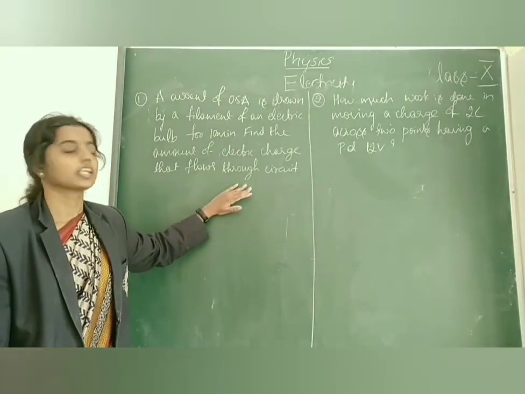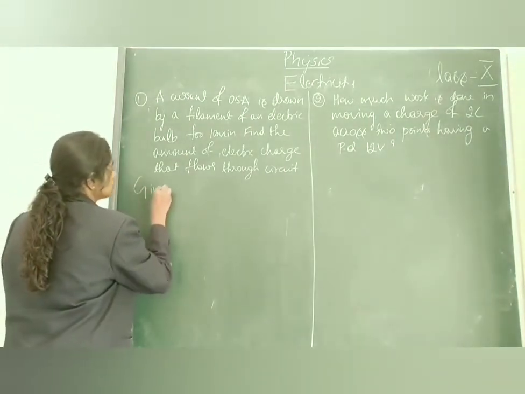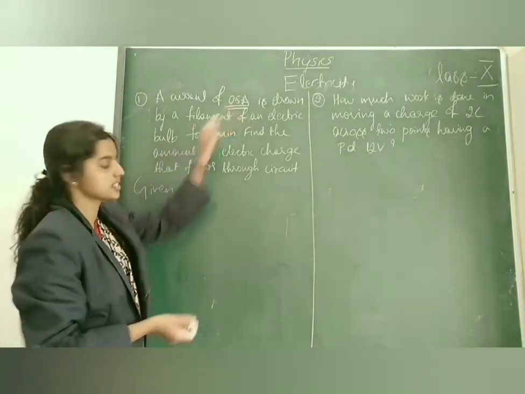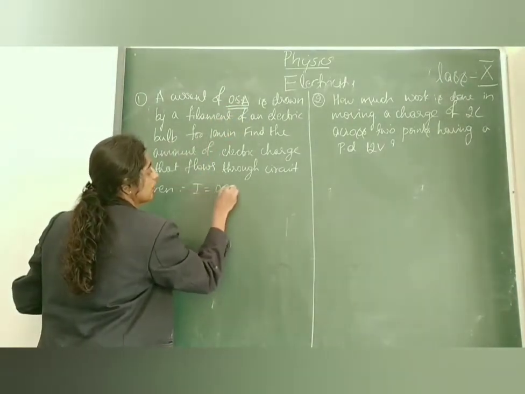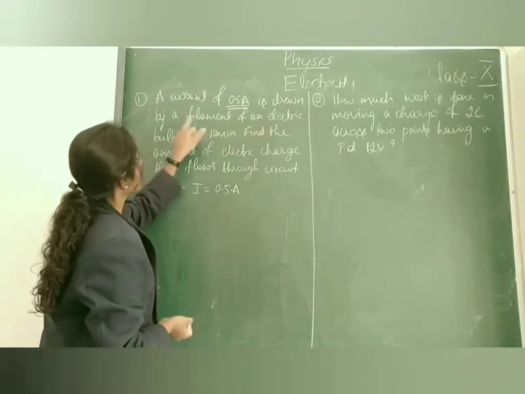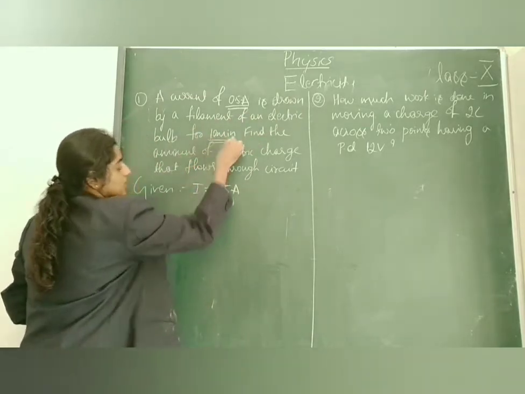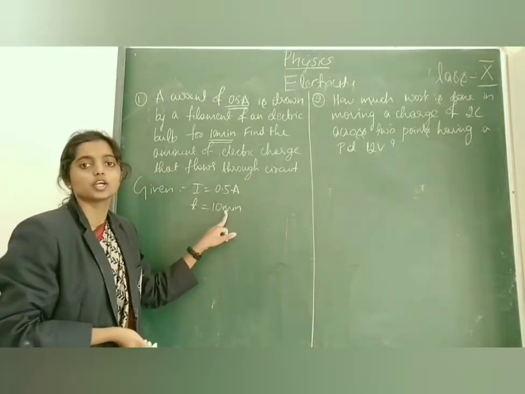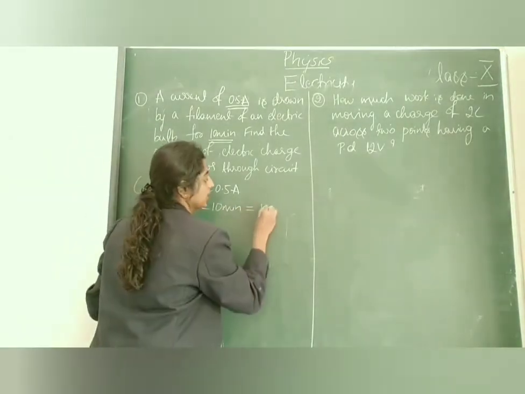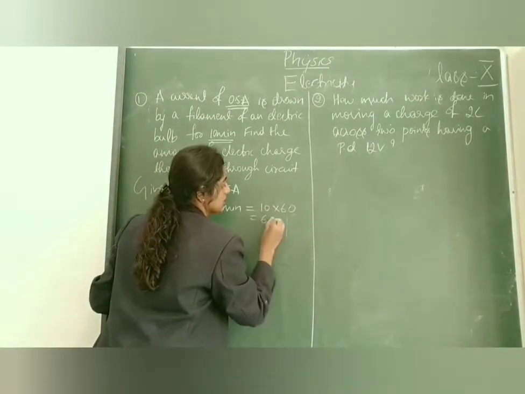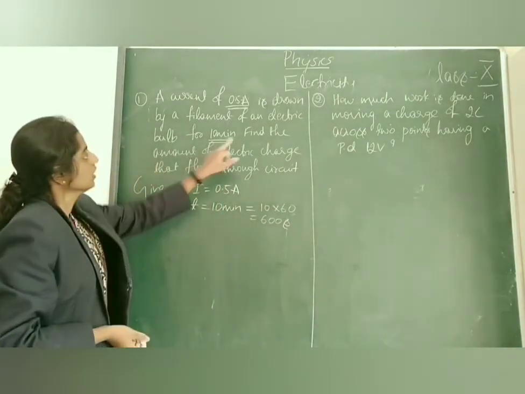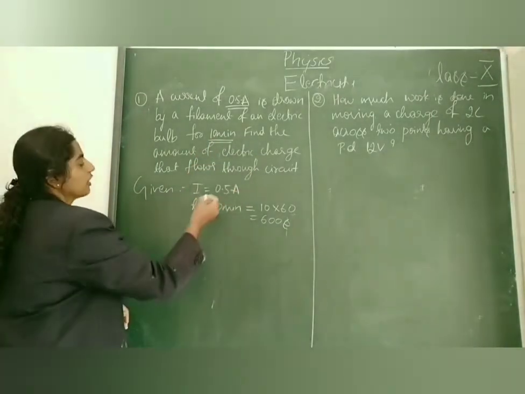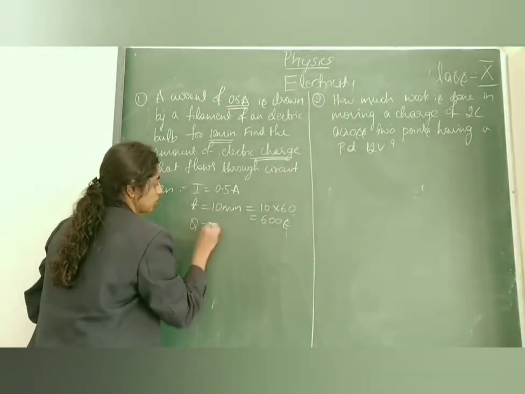Always first write down the given things. Given: if it is in ampere, this is current. I is equal to 0.5 ampere, drawn by a filament of an electric bulb for 10 minutes. Time is equal to 10 minutes. Always convert minutes into seconds. That is 10 into 60, which will become 600 seconds. Find the amount of electric charge that flows through the circuit. We need to find out charge. That is Q is equal to question mark.